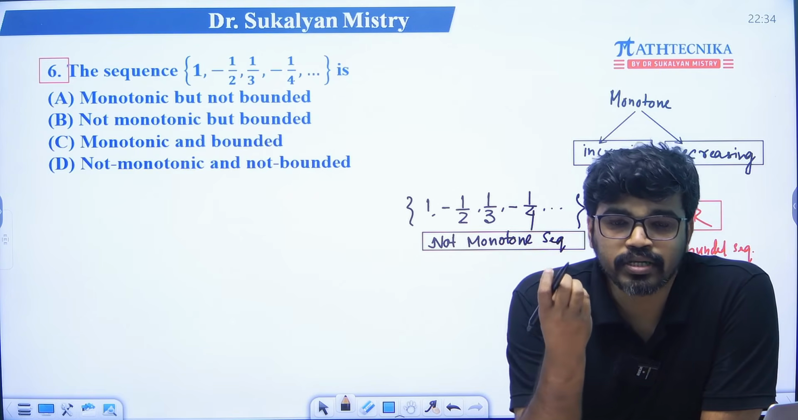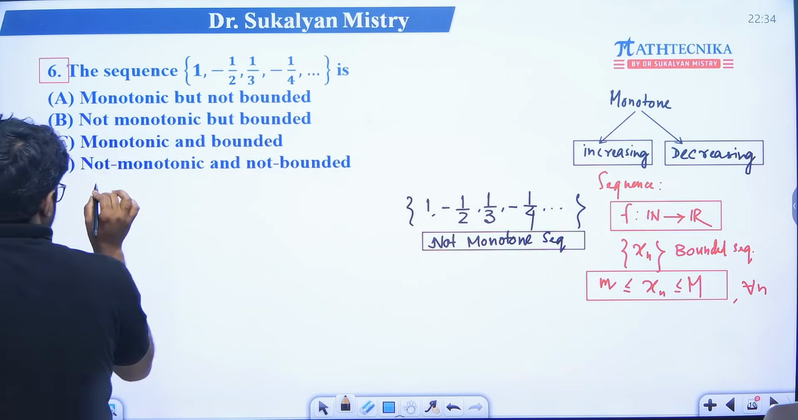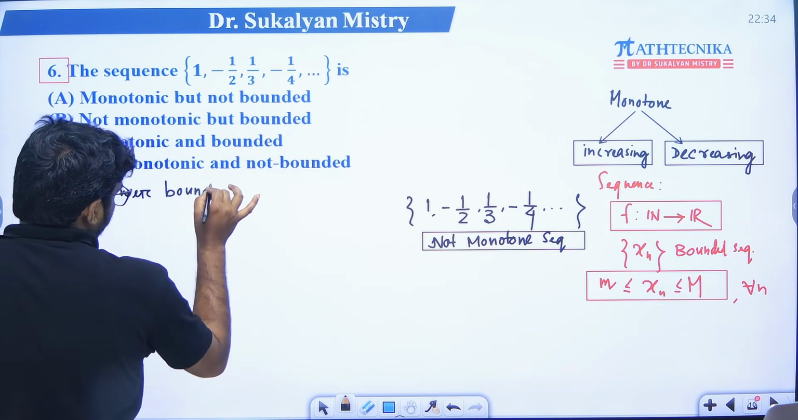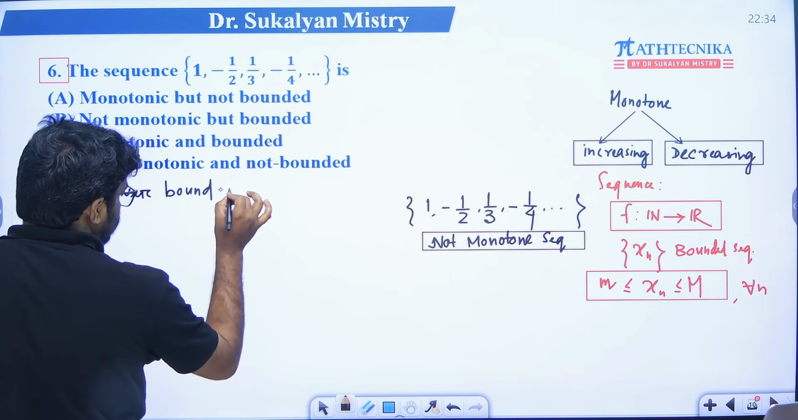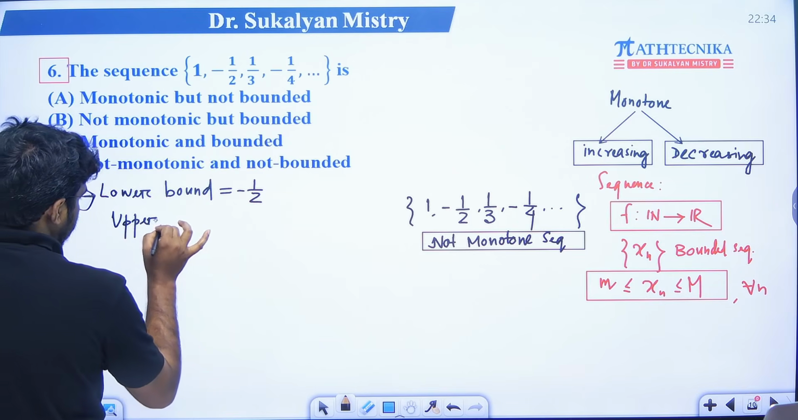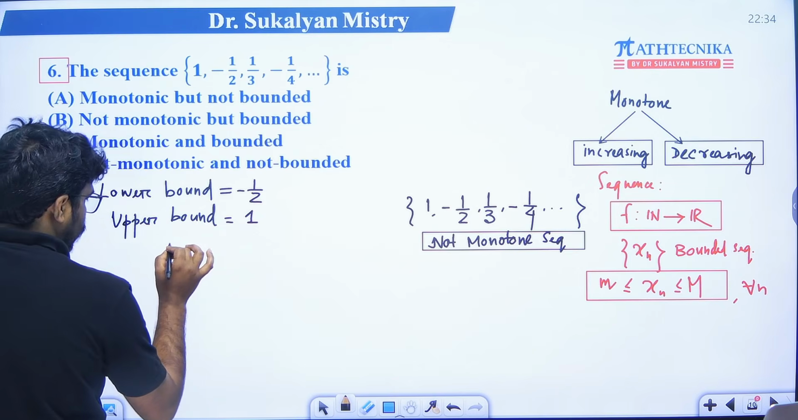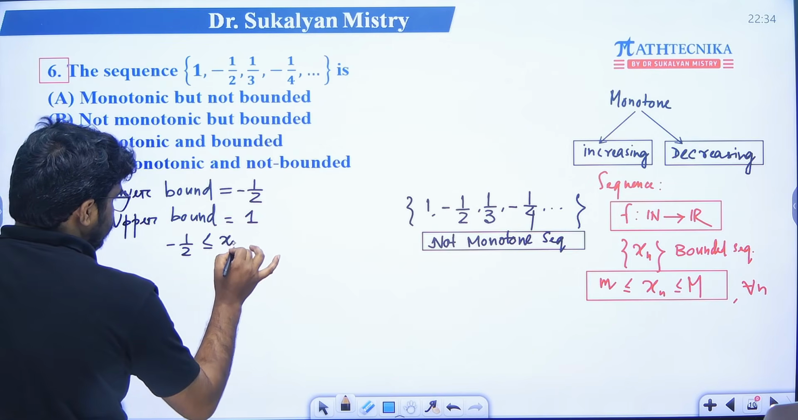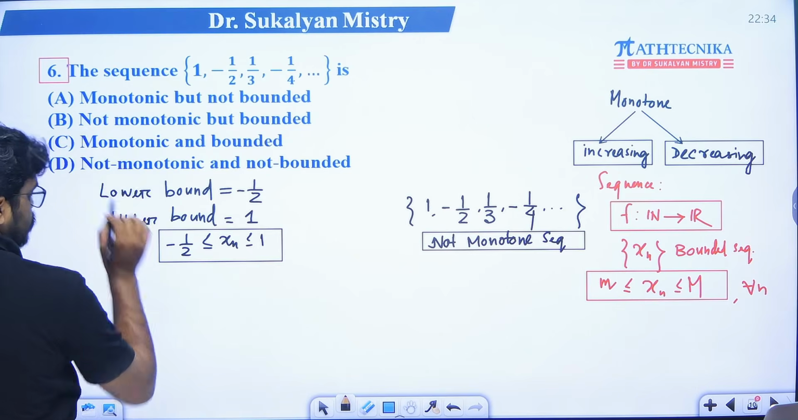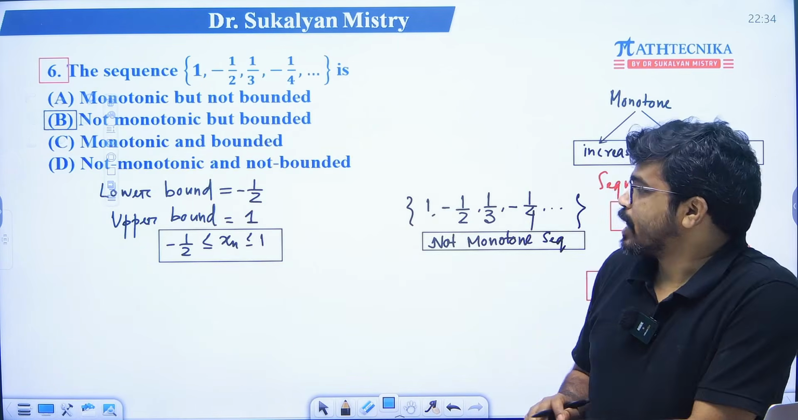is a bounded sequence, but it is not a monotone sequence. What is the lower bound for this sequence? All terms of the sequence are greater than or equal to -1/2, so lower bound is -1/2. And what is the upper bound? All terms of the sequence are less than or equal to 1, so upper bound is 1, right? So all terms of the sequence lie between these, so this is a bounded sequence, but it is not monotone, so option B is the correct answer. Okay? Yes. Next problem.